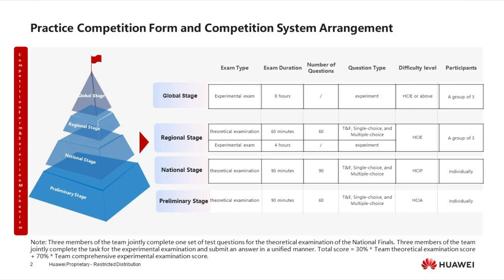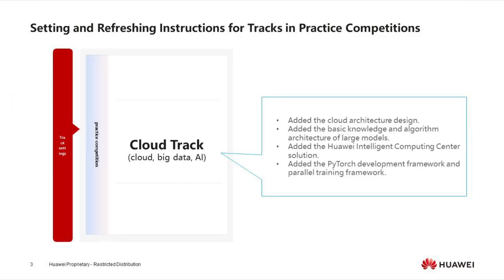Okay. Next, I will introduce to you what kind of contents you need to know if you want to attend the cloud track. So there are 3 directions in the cloud track, including cloud, big data, and AI. For the first 2 stages, the examining questions will cover the area of cloud, big data, and AI.